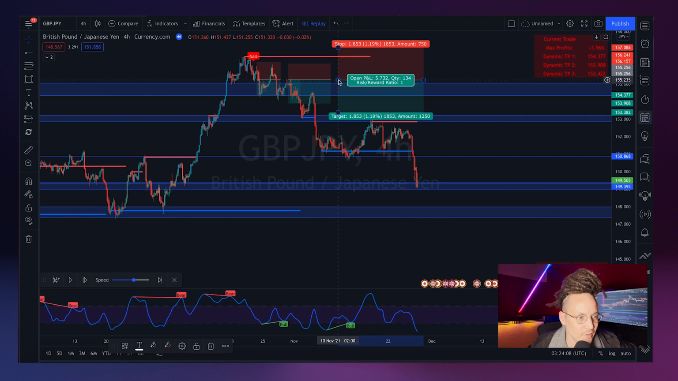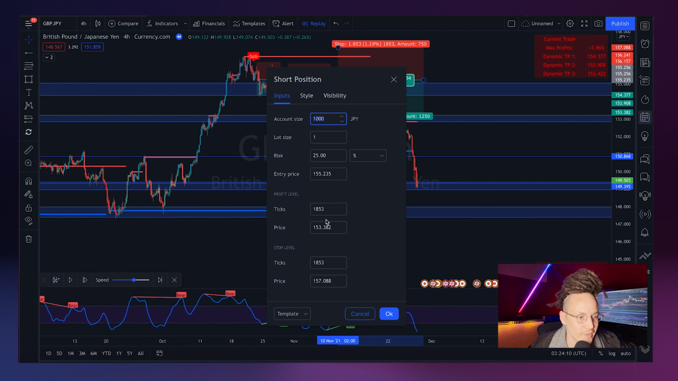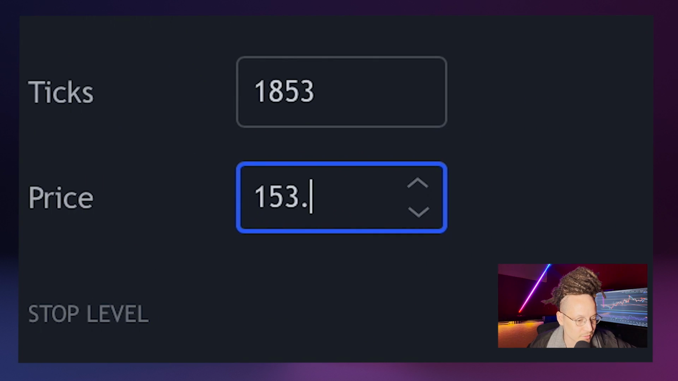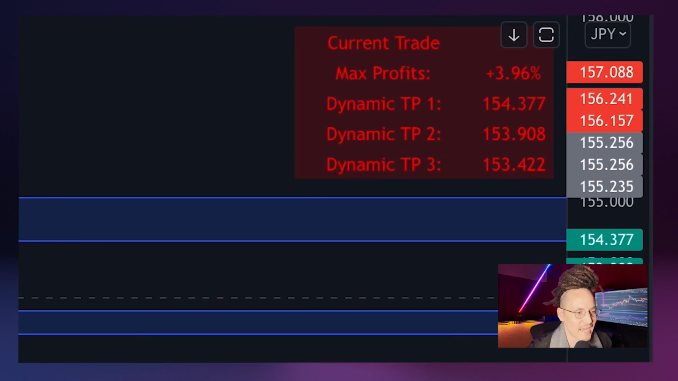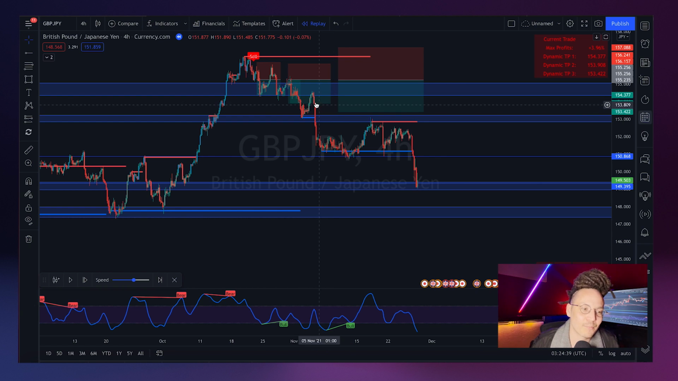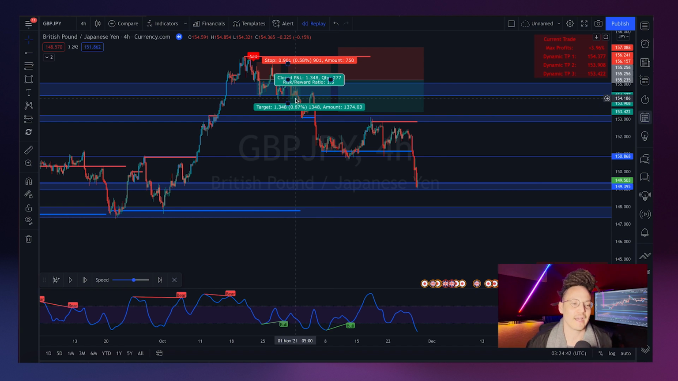And let's see right here, take profit number 3, 153.422. And take profit number 3 also smashes. So these are the 3 take profits that Trusted Signals gave to you automatically.